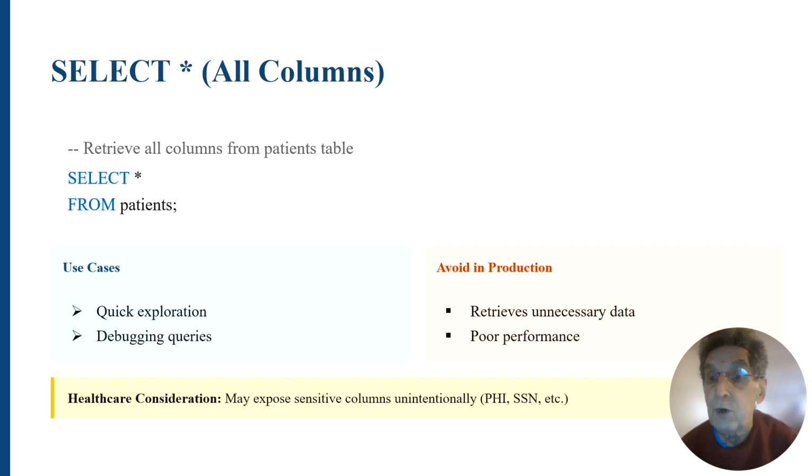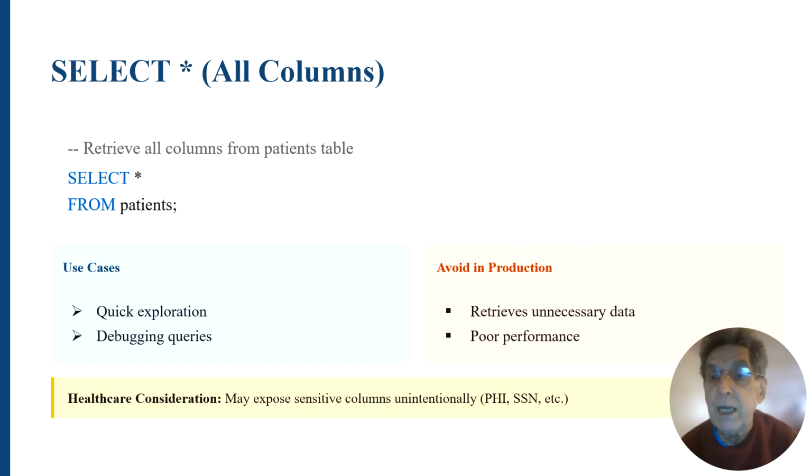But here's my strong advice. Avoid using select star in production code. And there's several reasons for this. First, performance. If a table has 50 columns and you really only need 3 of them, you're retrieving data from 47 other columns that's unnecessary. That's wasted processing power and network bandwidth.